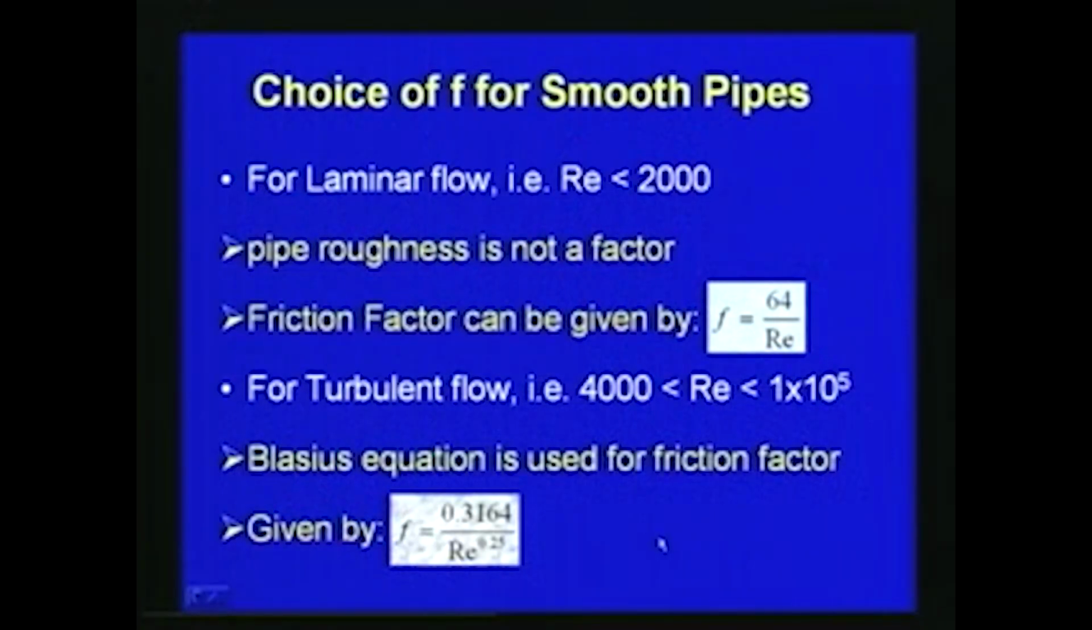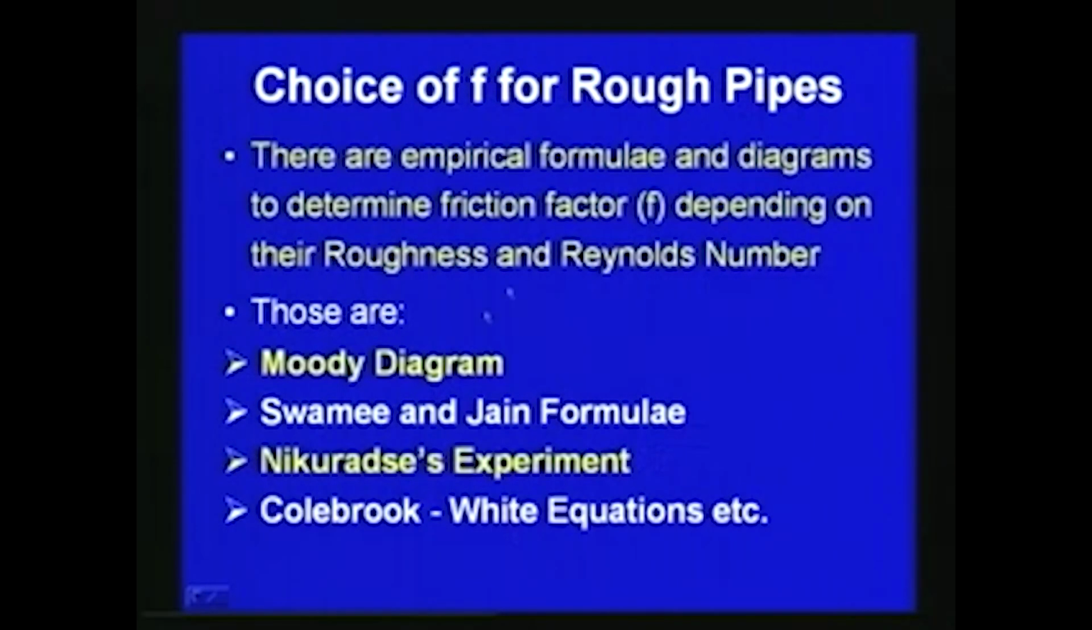So, as far as laminar flow is concerned, we can directly get the friction factor with respect to Reynolds number: F is equal to 64 by Re. And as far as turbulent flow is considered, Blasius has shown through experiments that F is equal to 0.3164 by Re to the power 0.25, but for other ranges various equations are available. We will be discussing in detail this friction factor and the various relationships available in the literature.